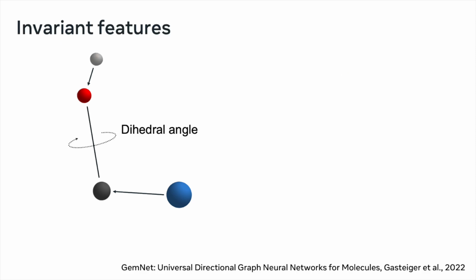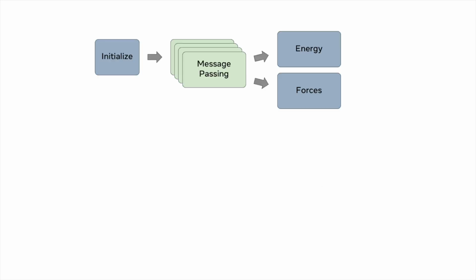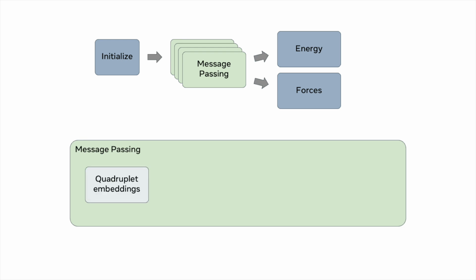And you compute the dihedral angle by basically aligning all of the atoms along the axis of the red and the dark gray atom here, and then taking the angle between the light gray and the blue atom. One example approach that uses dihedral angles is called GemNet, where they computed an embedding for every quadruplet of atoms. Now let's summarize how these invariant models work. First, you compute an embedding for every quadruplet of atoms using the dihedral angles.